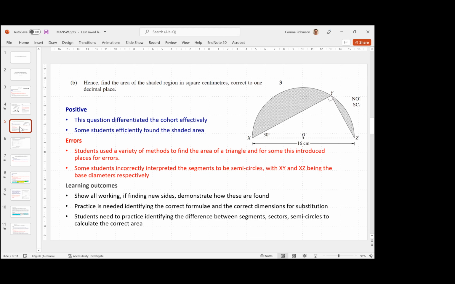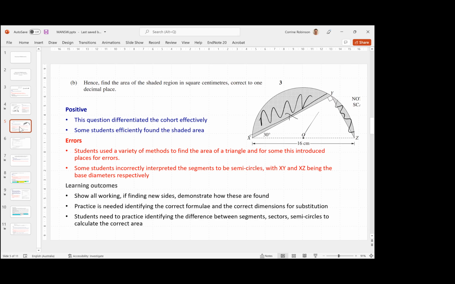We did see a couple of people doing segments, correctly using the segment rules, but errors really did occur where people were trying to just find the shaded region without the triangle. So students often misinterpreted these shapes as semicircles themselves, with XY, say, being a diameter of that semicircle. Where students didn't just simply use the values that they'd already found in part A, but started looking for other values that would help them, they often introduced extra calculations in which they could make some errors.